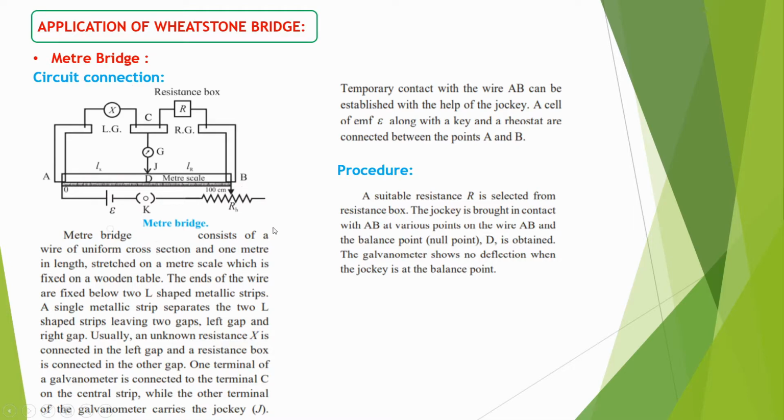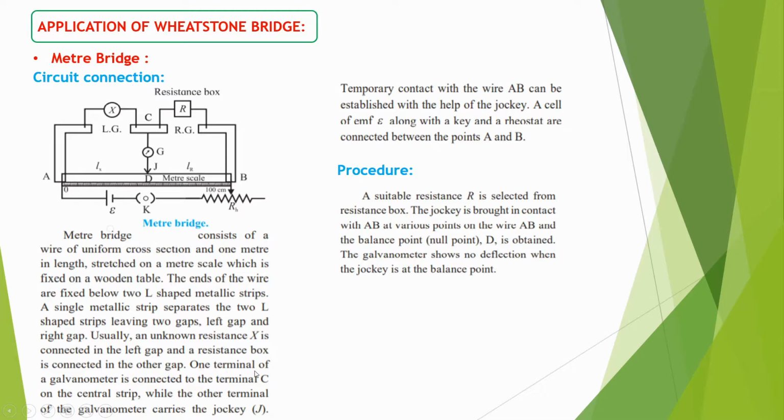Then a single metallic strip separates the two L-shaped strips, leaving two gaps, the left gap and the right gap. So this is a single metal strip, and we fix it such that it creates the two gaps between the L-shaped strips, that is the left gap and, suppose, this is the right gap.